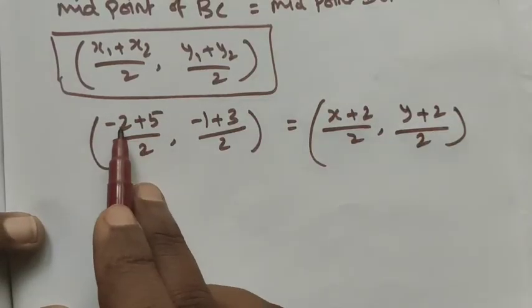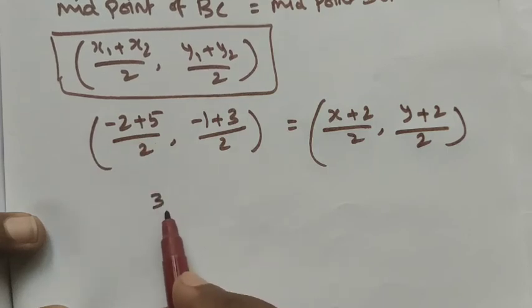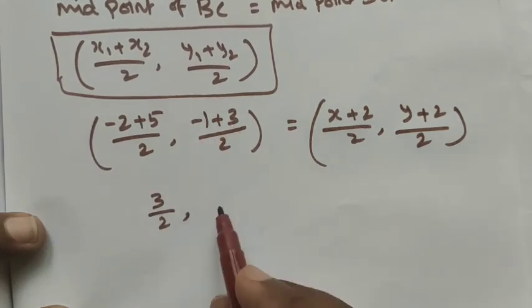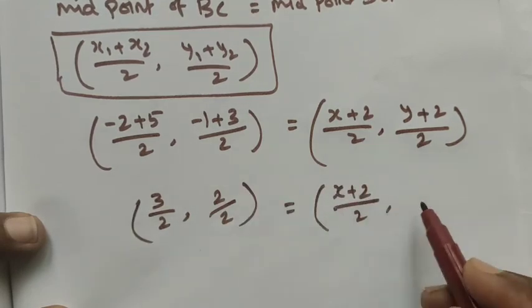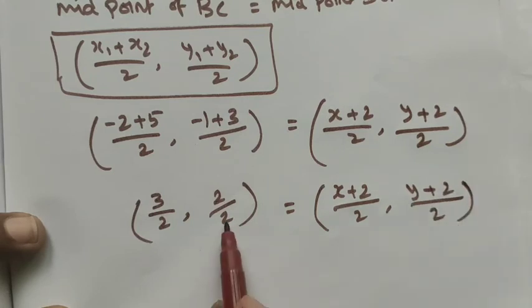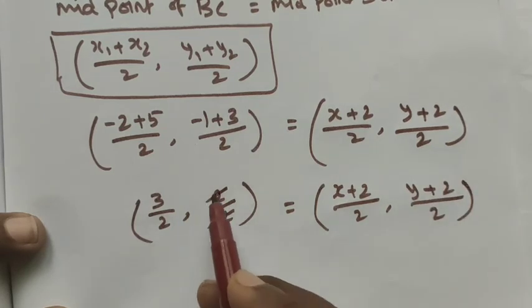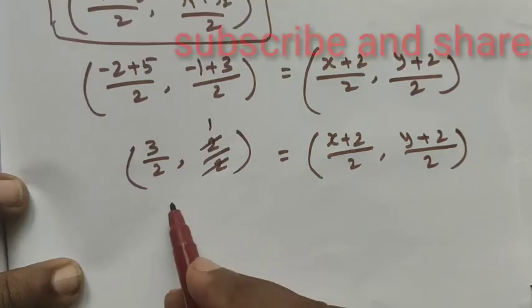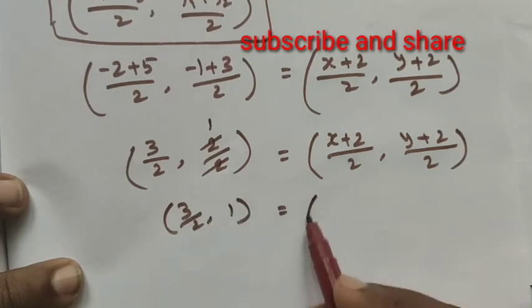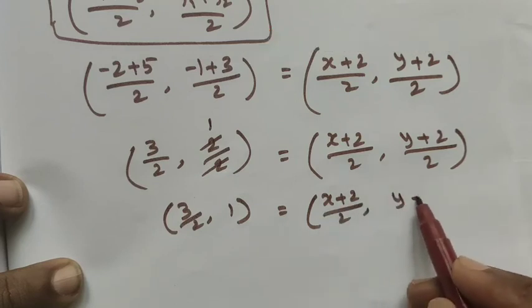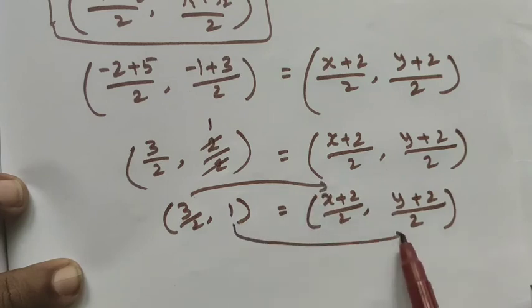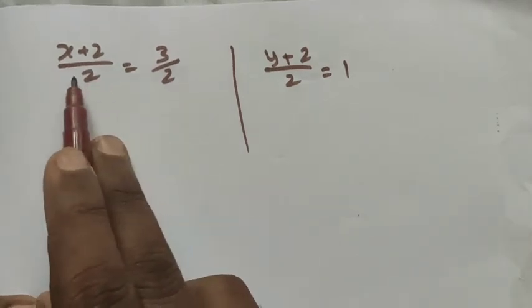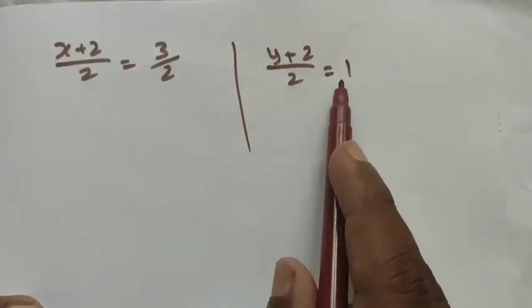Now simplify this. Minus 2 plus 5 is 3 divided by 2, comma, here 2 divided by 2 is equal to x plus 2 divided by 2, comma, y plus 2 divided by 2. It can be reduced; if you reduce, we get 1. Then 3 by 2 comma 1 is equal to x plus 2 divided by 2 comma y plus 2 divided by 2. Now equating the x coordinates and the y coordinates, we get x plus 2 divided by 2 is equal to 3 by 2, and y plus 2 divided by 2 is equal to 1.